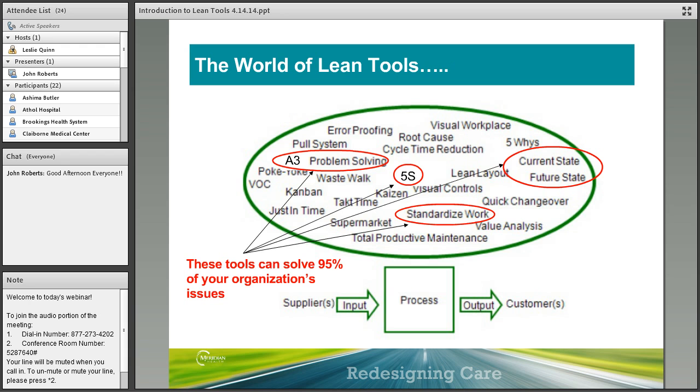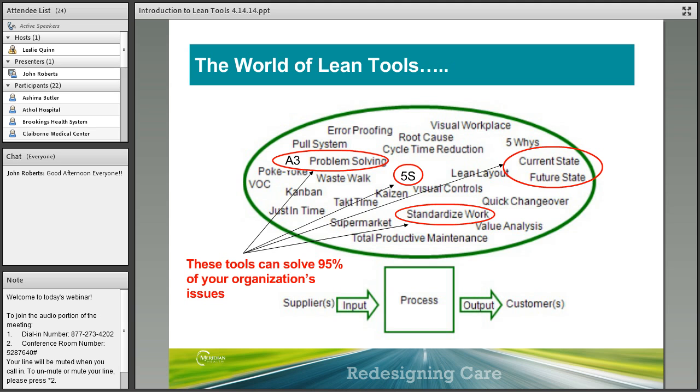And as you might imagine, the 4 tools we're going to cover today I think can relatively solve 95% of the issues that you have in your organization. Those tools being, as we mentioned, A3 problem solving, the 5S process, standardized work, and value stream mapping, which in this particular slide looks at current state and future state. So again, that's where we're focusing on these 4 tools.